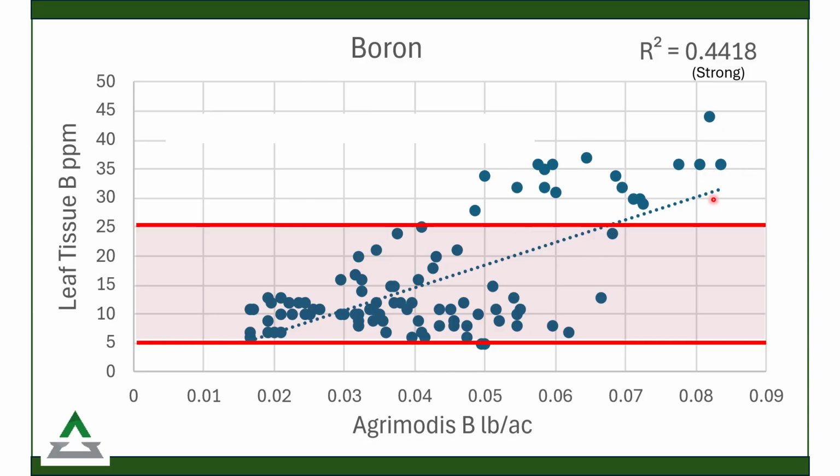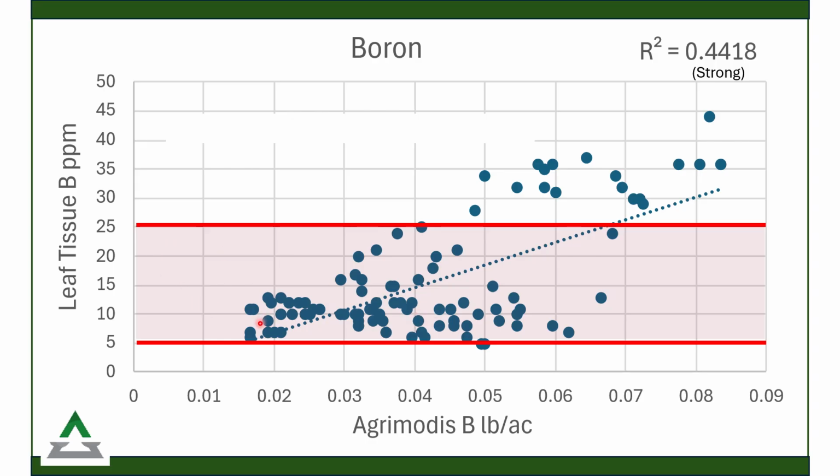You'll see a cluster up here, though, that as we get further to the right, finds itself above that sufficiency range. The R squared in this case is strong because that trend line is going up to the right as we go across the crop content. So we do have good correlation of leaf tissue information and pounds per acre of content, but it still has the same misinterpretations associated with the data that we've had with the other nutrients.